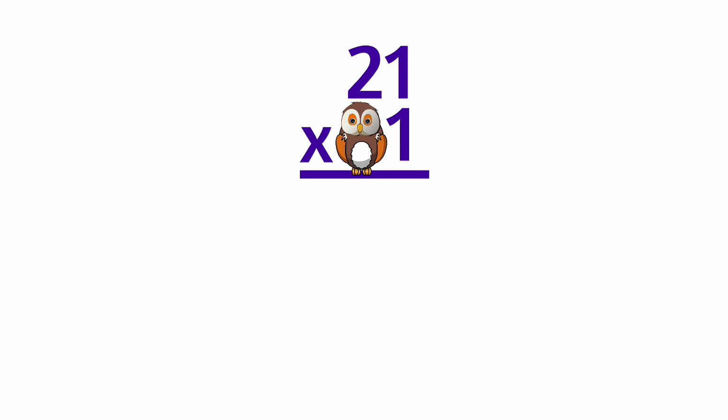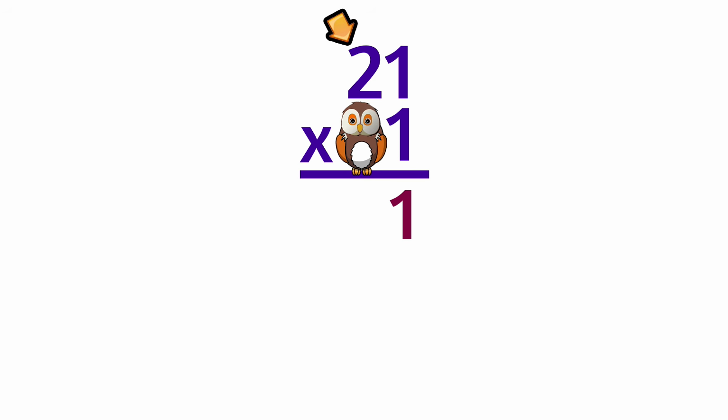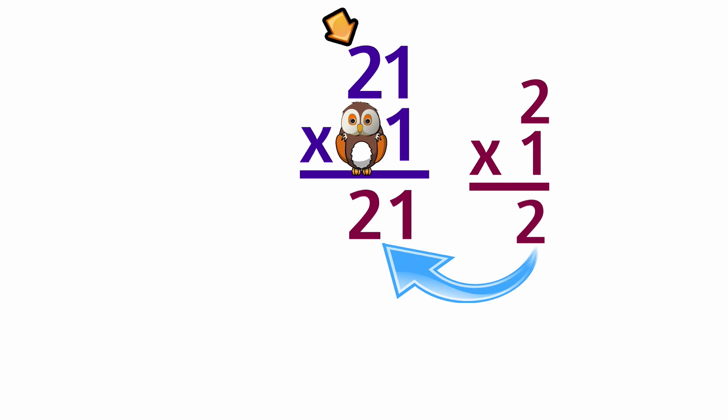Now we do the same thing we did before. First, we multiply the ones. What is 1 times 1? 1. Yes, 1. We'll put the 1 down here below the ones. Next, we multiply the tens. To multiply the tens, we need to multiply across. 2 times 1. What's 2 times 1? 2. So we put the number 2 down here below the tens.